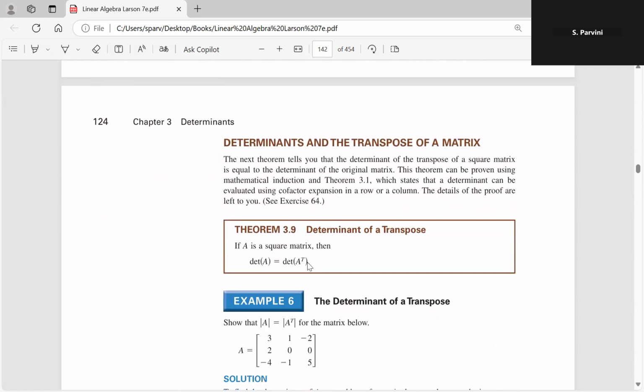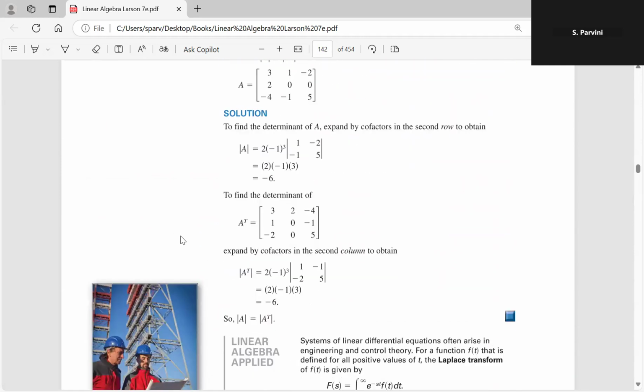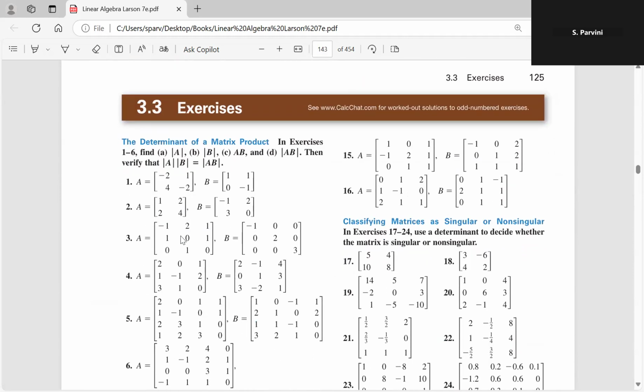All right. The determinant of a transpose matrix is the same as the determinant of the matrix itself. That's the other property we looked at. And I think that was it.